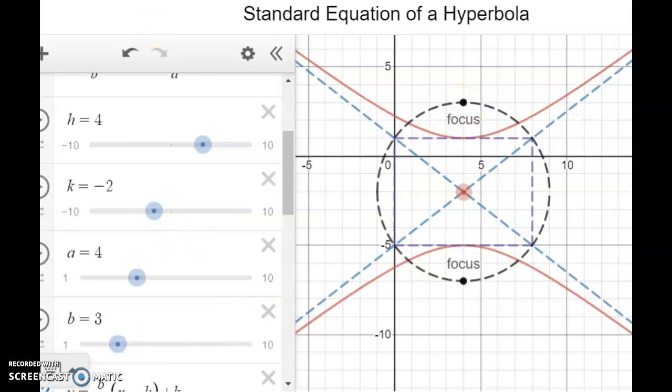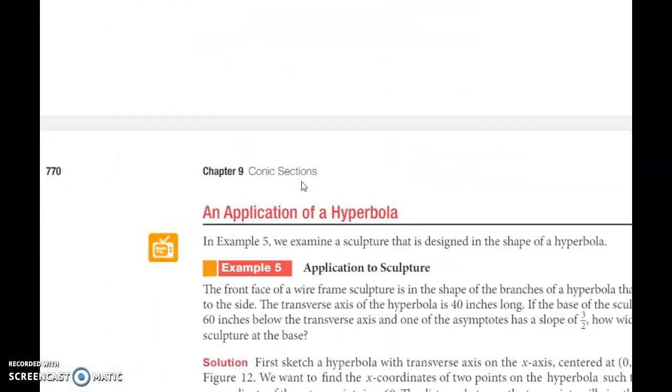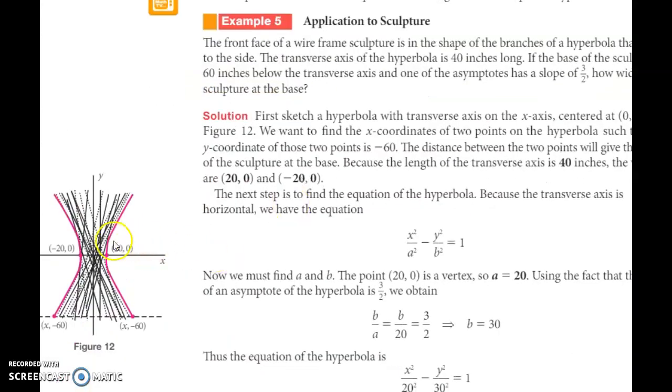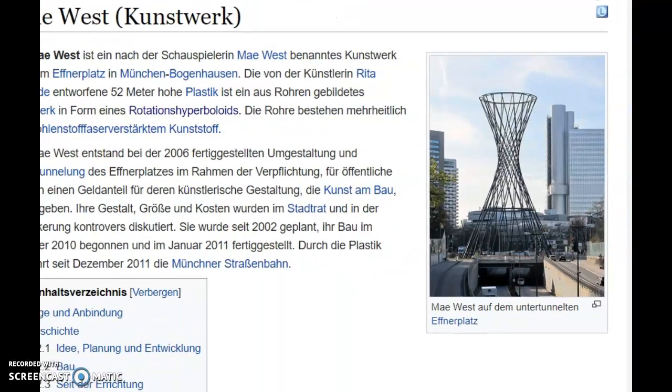So as I said, that's pretty slick. All right. Here they have more examples coming up, and then they actually do have an application here, this kind of thing here, application to sculpture. And I actually did find this one here. I had it in my German video that I posted for fun earlier.